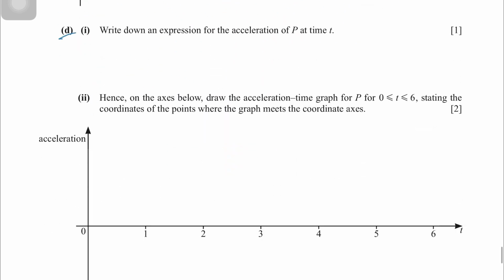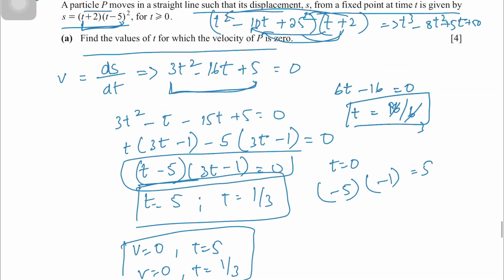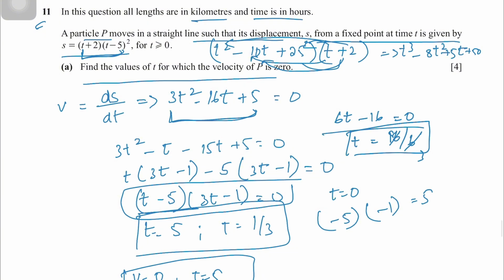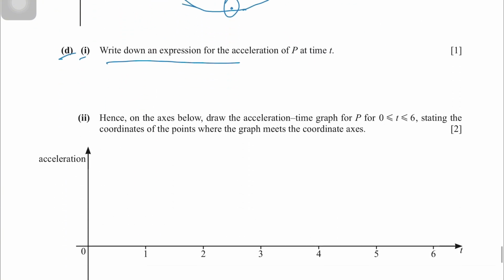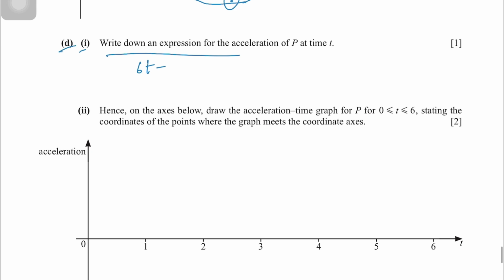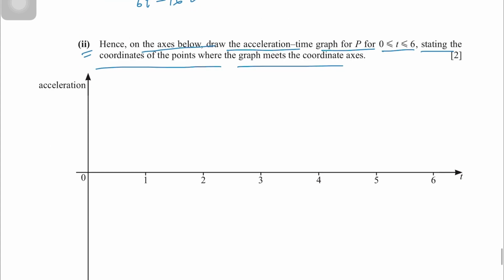Now moving on, we have D part 1. Write down an expression for the acceleration. We wrote it already. Here we wrote it, right? We have to just copy it down here. So this would be 60 minus 16t, right? On part 2, hence on the axis below, draw the acceleration time graph for P when t is in between 0 till 6, stating the coordinates of the point where the graph meets the coordinate axis.